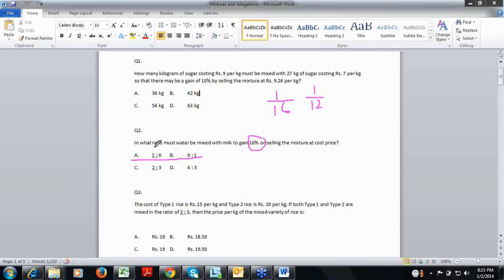Now it is written, in what ratio water must be mixed with milk. So water must be mixed with milk to gain 16%. If it is 16%, water should be less. Obviously, if water is high, it is not going to gain 16%, it is going to gain a lot. So only one option is there, 1:6. No need to even solve this question. You can go ahead and mark this. Everybody is clear with this?